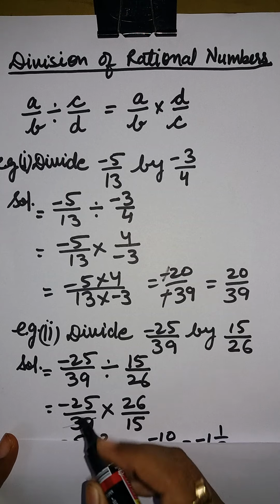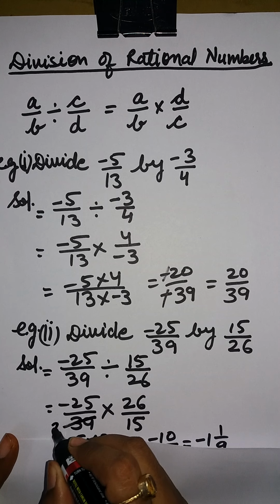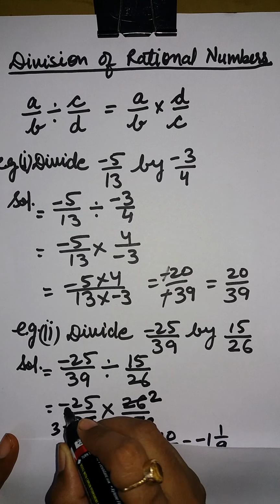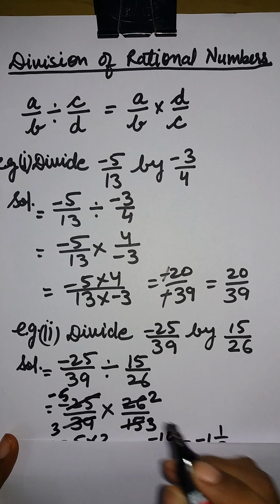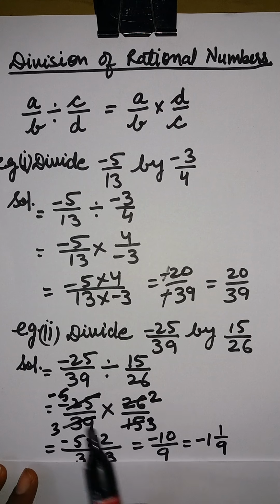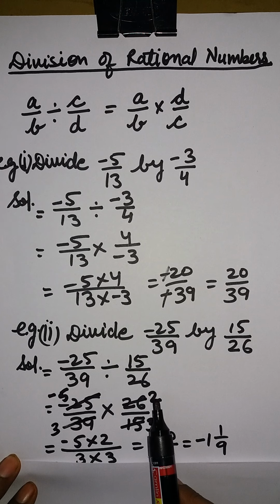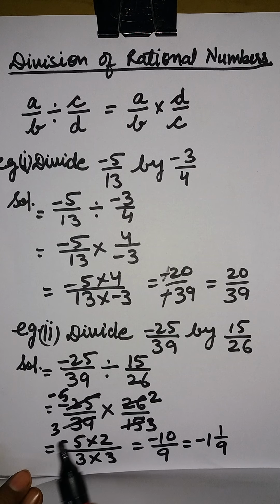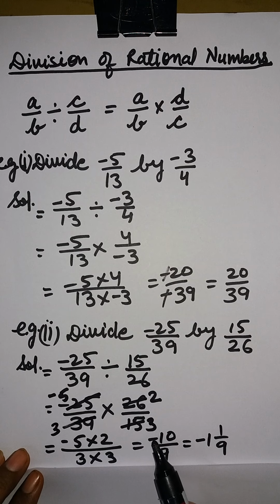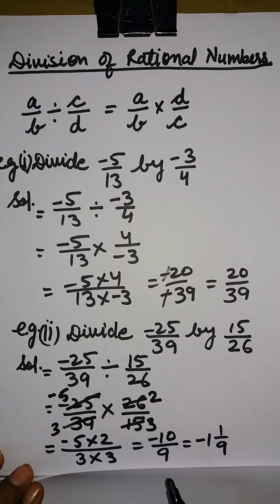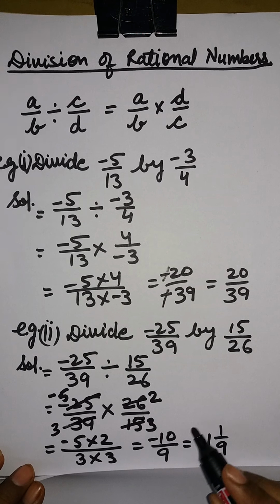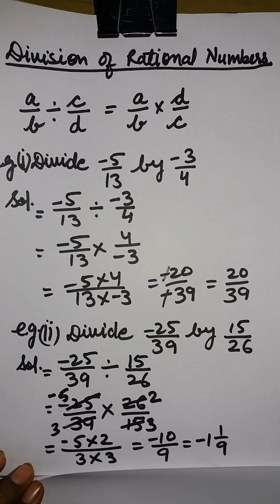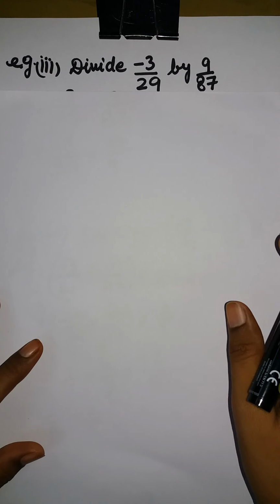Here 13 divides 39 3 times, 13 2 times is 26, 5 3 times is 15 and 5 times 5 gives us 25. So the remaining numbers left are minus 5 and 2 in the numerator and 3 in the denominator. So we have written in their places and we get minus 10 by 9 as a result in the p by q form. But we change it into the mixed number. Answer is minus 1 1 by 9.